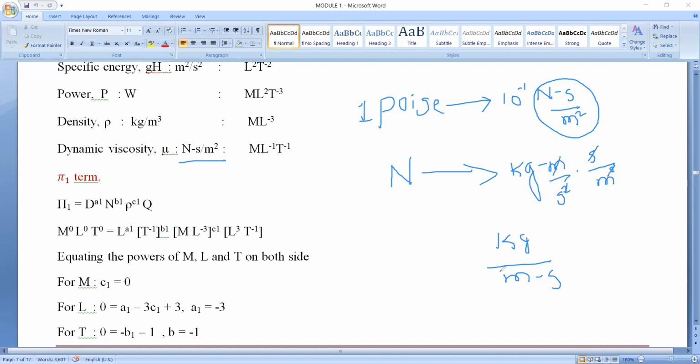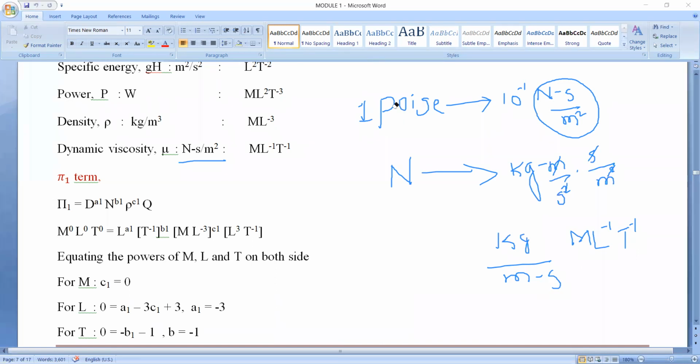So for kg we have M, and for length we have meter, which is in the denominator. So take it to the numerator, that is L to the power minus 1. And seconds, that is a time parameter, is also in the denominator. Take it to the numerator, you'll get T to the power minus 1. So this is the dimensional form for dynamic viscosity.